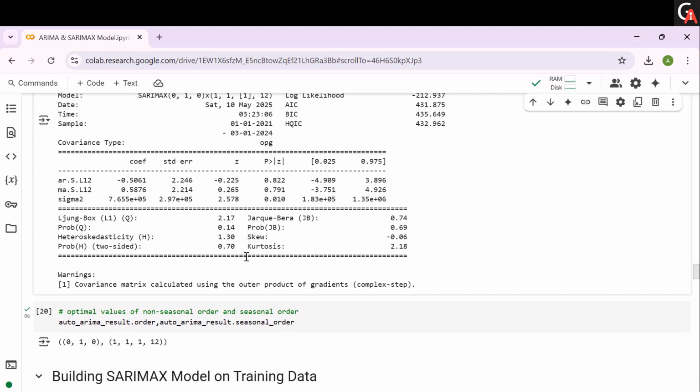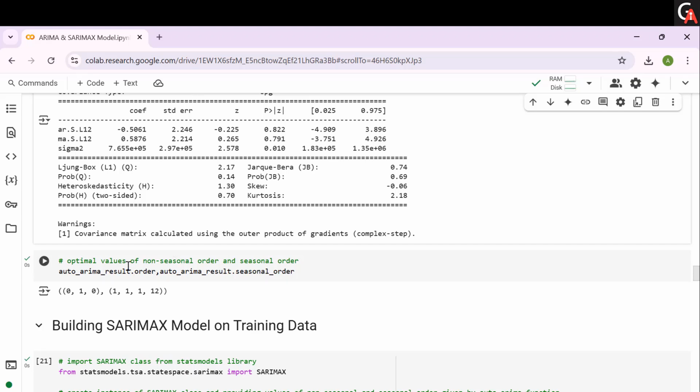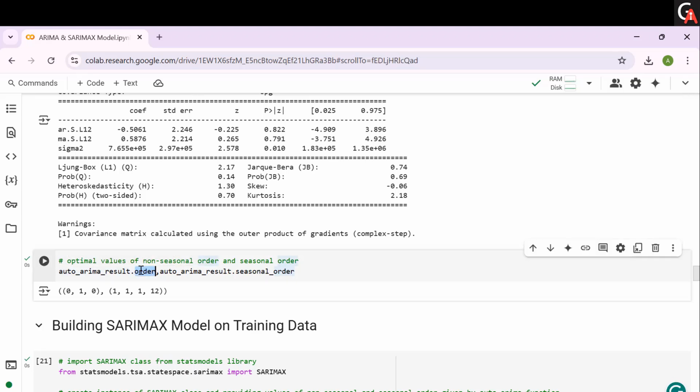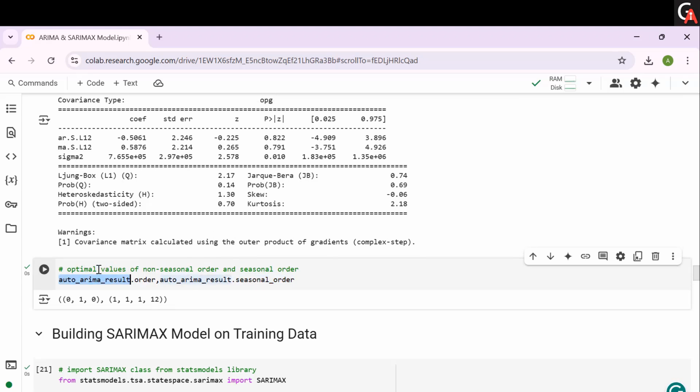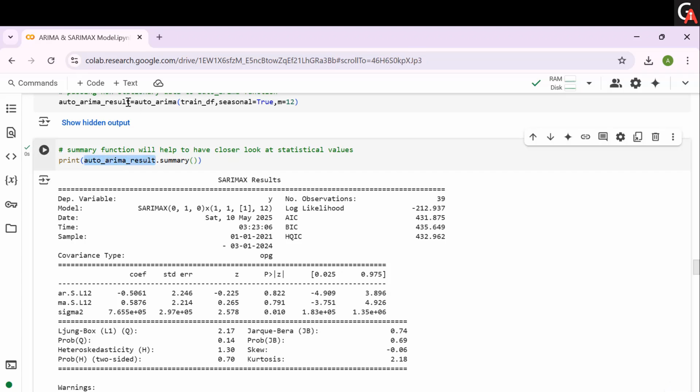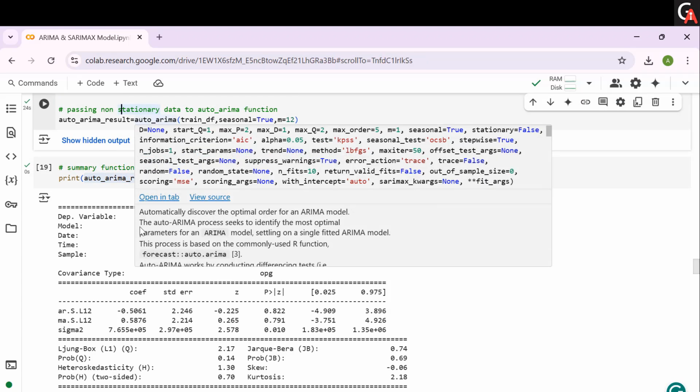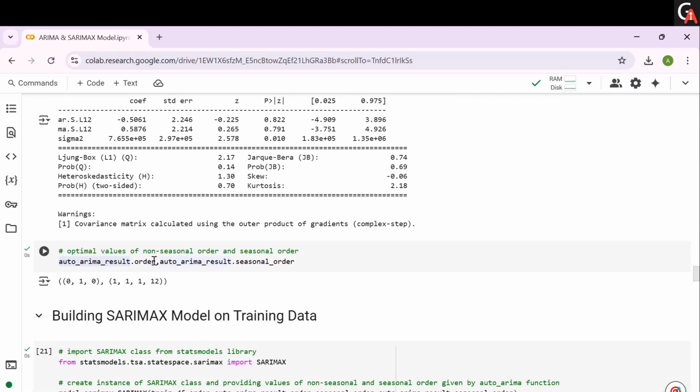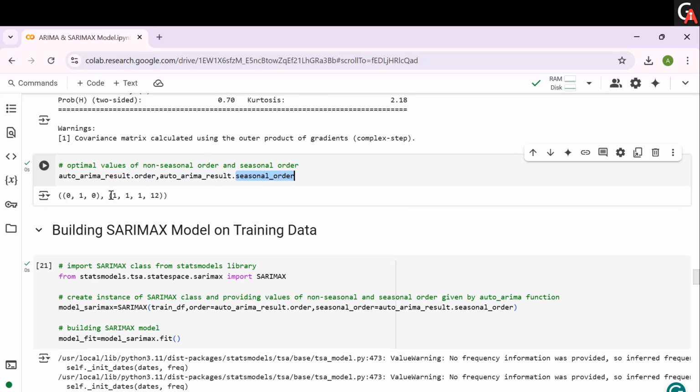Now what we'll try to see is that the seasonal and non-seasonal order, we can access by using the order attribute and the seasonal order attribute on the variable on which we have called that function. ARIMA result, we have saved that function over here. So we'll call the order attribute and the seasonal order attribute to see the actual values of the non-seasonal and the seasonal order. Now we have already got these values, so we'll try to build our SARIMAX model, and this SARIMAX model requires the non-seasonal as well as the seasonal order, and that's why we have used the ARIMA function.